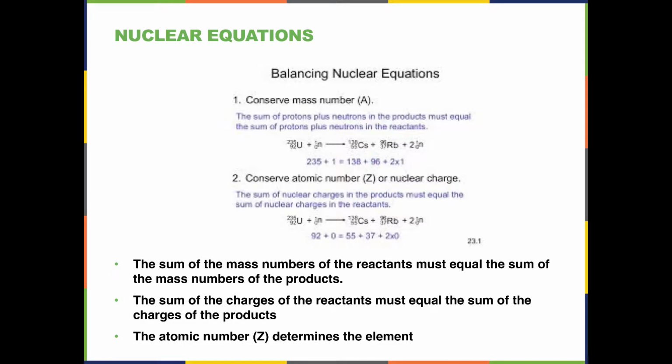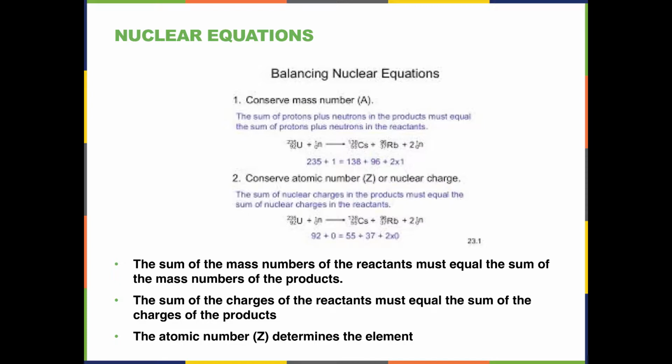The atomic number that an unknown has is what determines the identity of that element. So here are some examples of how to balance nuclear reactions. First, you conserve the mass number, A. On the left side of this equation, you have uranium-235 and a neutron, so the total mass number is 236. On the other side, you have cesium-138, rubidium-96, and 2 neutrons, so you have 138 plus 96 plus 2 times 1, and if you add all that together, you get 236 on each side.